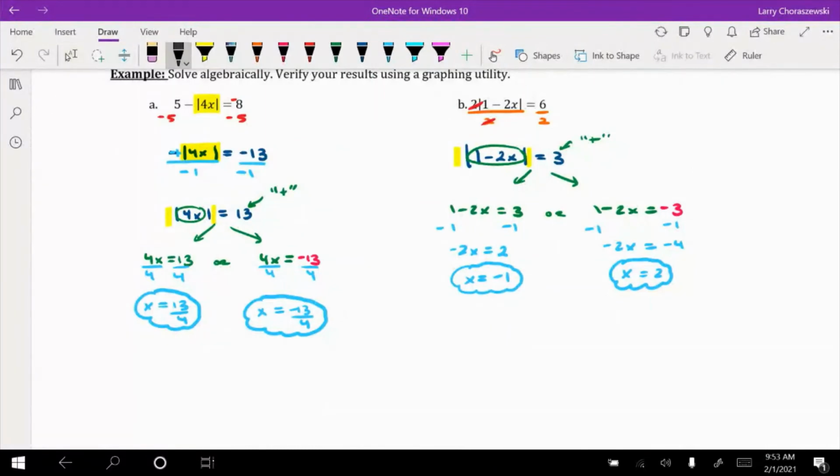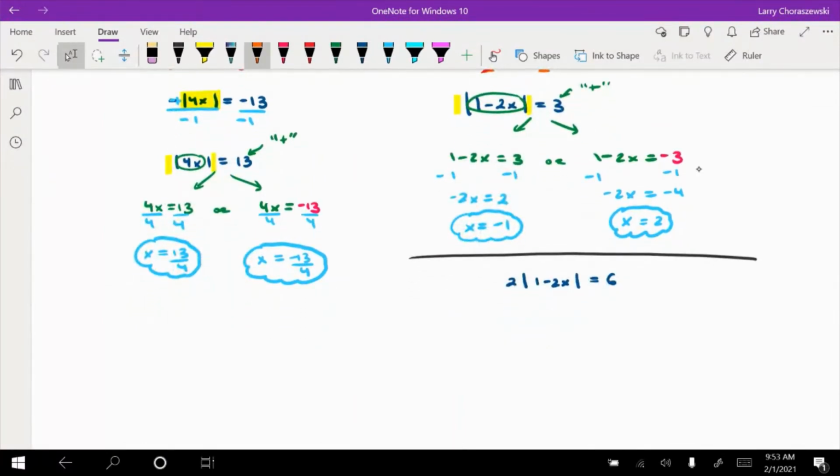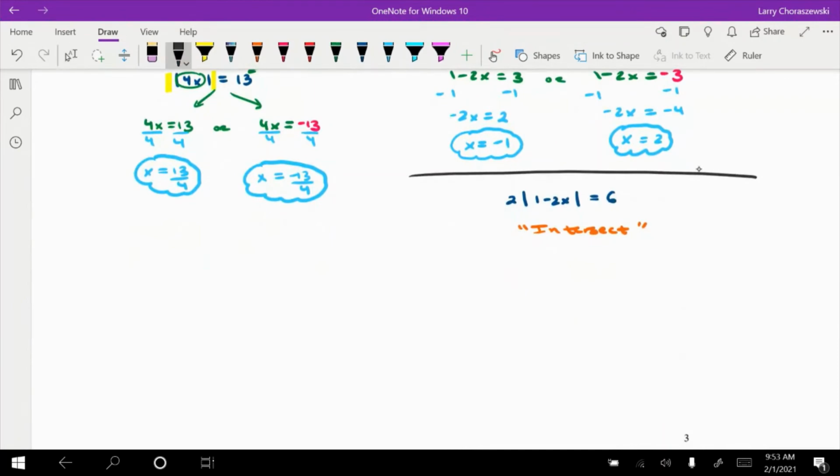So as advertised, we're going to do this one graphically as well. Let's look at the original version of the equation, 2 times the absolute value of 1 minus 2x equaling 6. Based on the format, looks like we might want to use the intersect feature. Okay, so that's going to require 2 graphs. In y1, we'll enter 2 times the absolute value of 1 minus 2x. And in y2, we'll enter in 6.